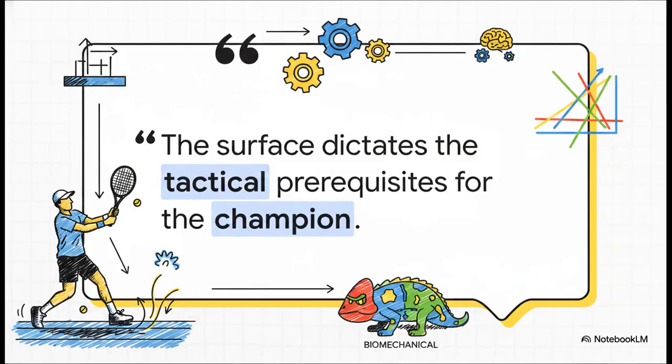This brings us to an absolute mic drop summary from sports analytics researchers. They note, the surface does not merely influence the match, it dictates the biological and tactical prerequisites for the champion. You really can't just be a great tennis player anymore. You have to be a master of applied physics. You got to be a biomechanical chameleon. Mastering the surface and adapting to its unique friction and energy absorption is the true secret to dominating the sport.